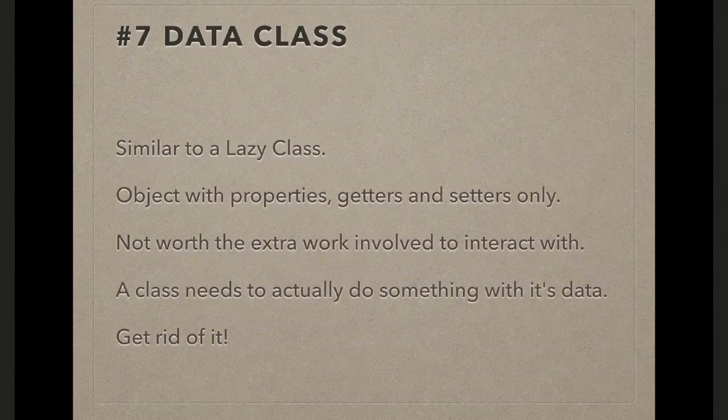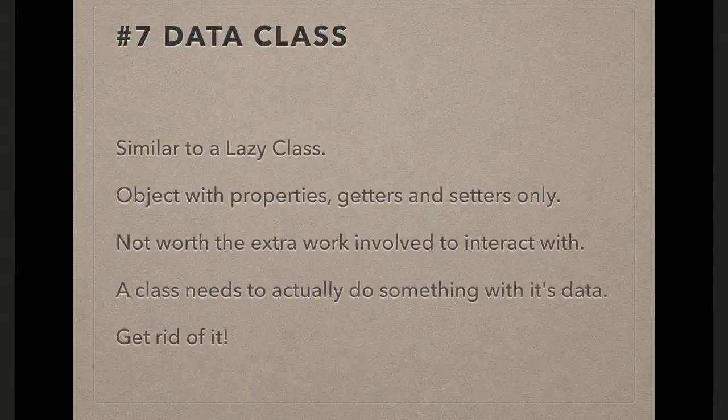Drives me crazy. Okay, so number 7 is a data class. It's very similar to a lazy class. And the idea is that you create a new object, and it has a couple of properties, and the only thing you can do is set those properties and get those properties, and it does nothing else, right? So it's just basically an object container for a couple of variables.